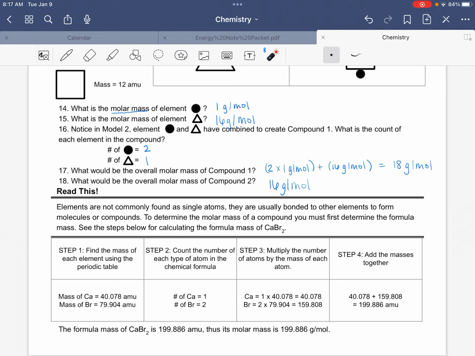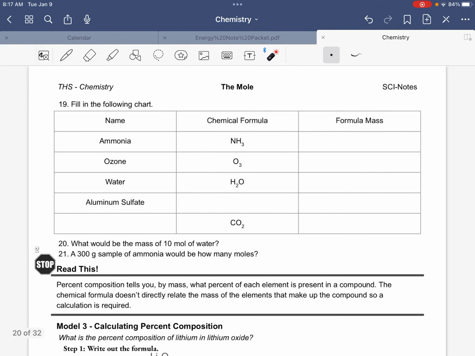And then our last step is adding the masses together. Like what we did in question 17 and kind of like what we did in 18, even though we didn't write it out, we just went through each of these 4 steps. That gives us our formula mass, which is given in AMU. If our formula mass is this given number, we can just change the AMU and scale it up to grams per mole. So this would be the molar mass of our calcium bromide.